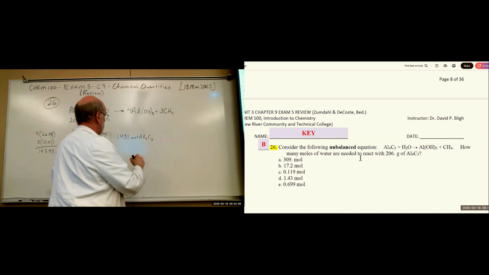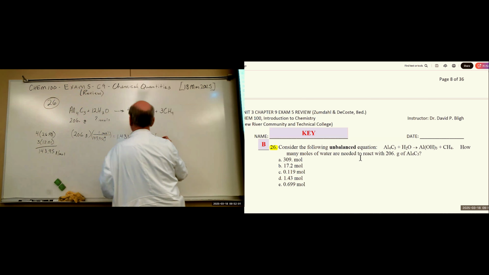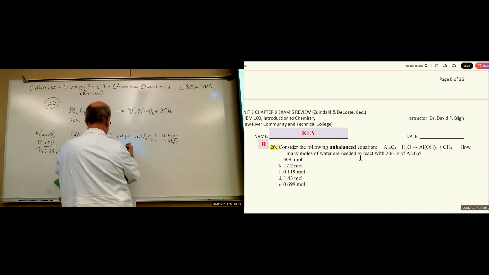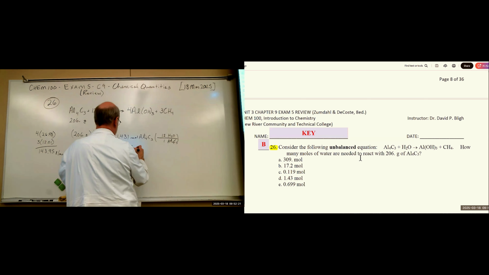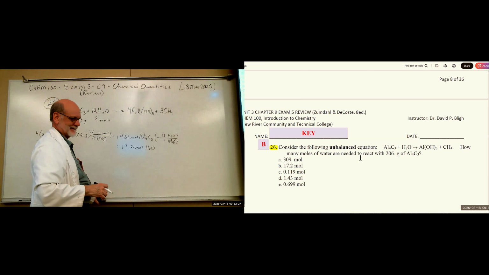And then we convert it to moles of water, with aluminum carbide on the bottom, water on the top. So these cancel. This is 12, that's 1. So I just multiply 12 times that one, and I get, to 3 significant figures, 17.2 moles of water.